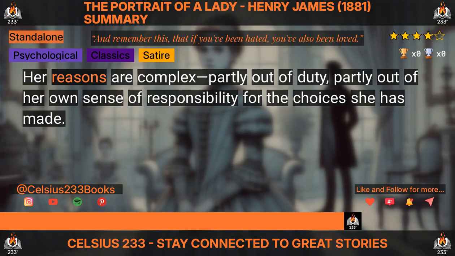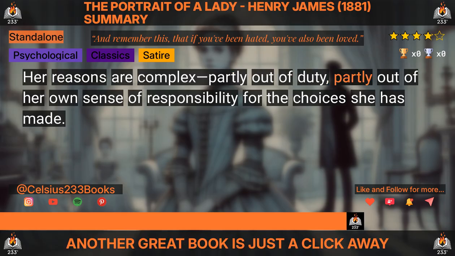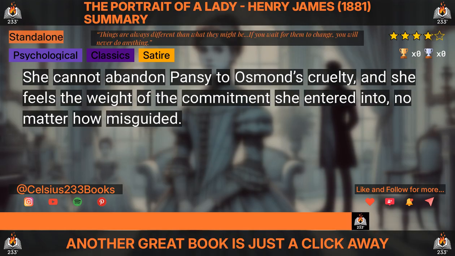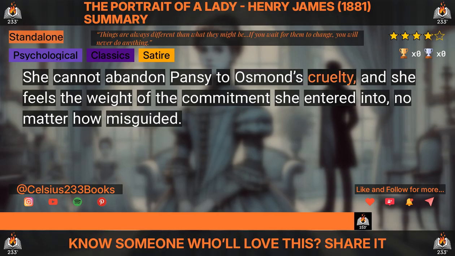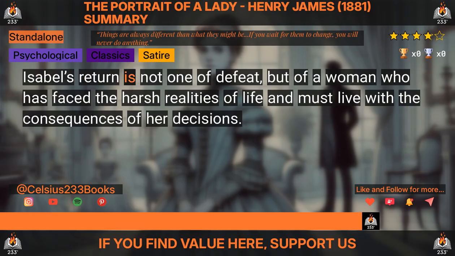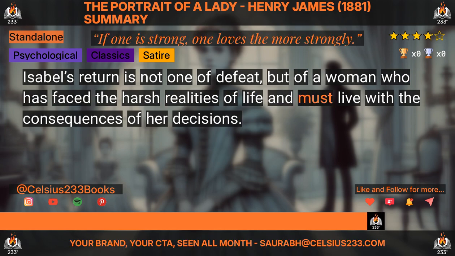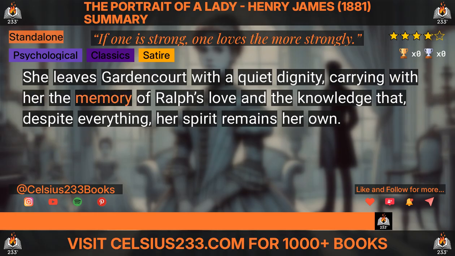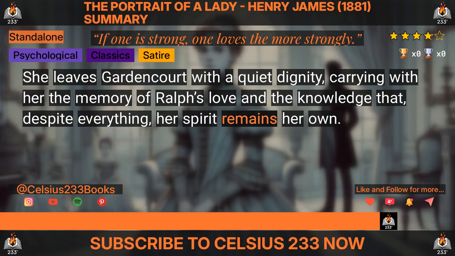Her reasons are complex, partly out of duty, partly out of her own sense of responsibility for the choices she has made. She cannot abandon Pansy to Osmond's cruelty, and she feels the weight of the commitment she entered into, no matter how misguided. Isabel's return is not one of defeat, but of a woman who has faced the harsh realities of life and must live with the consequences of her decisions. She leaves Gardencourt with a quiet dignity, carrying with her the memory of Ralph's love and the knowledge that, despite everything, her spirit remains her own.